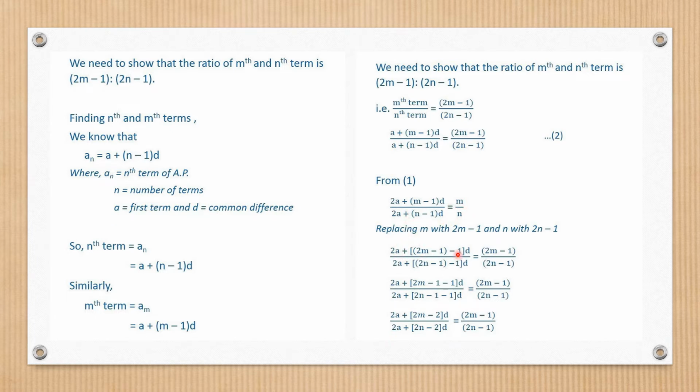2a plus (m minus 1)d. In place of m I substituted 2m minus 1 for my requirement, and then see whether these things come out to be true or not. So this is your 2m minus 1, and this minus 1 is already there, and again I'm replacing m by 2m minus 1. Similarly, for the denominator, n becomes 2n minus 1, so this becomes 2n minus 1 minus 1. Now open it, it becomes 2m minus 2, minus 1 and minus 1, 2m minus 2d. And here also it becomes 2n minus 2. So up to here we get this.